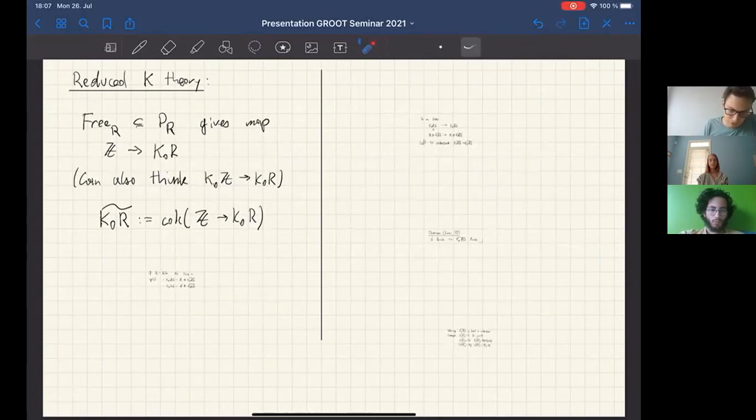There's also a notion of reduced K-theory, which is, if K-theory is sort of like a homology theory, then reduced K-theory is sort of like reduced homology.